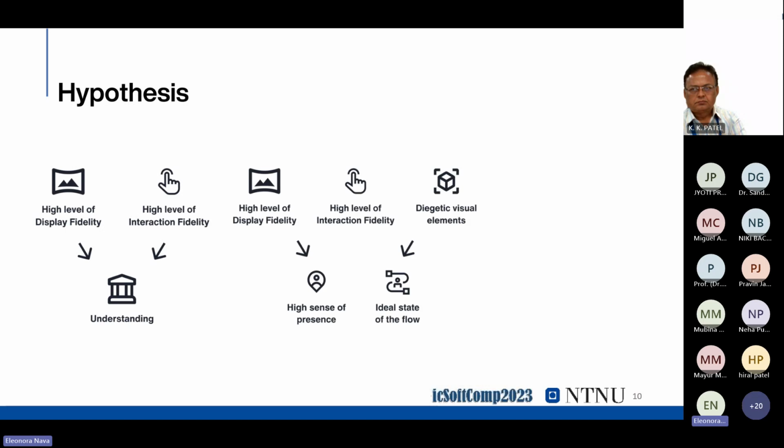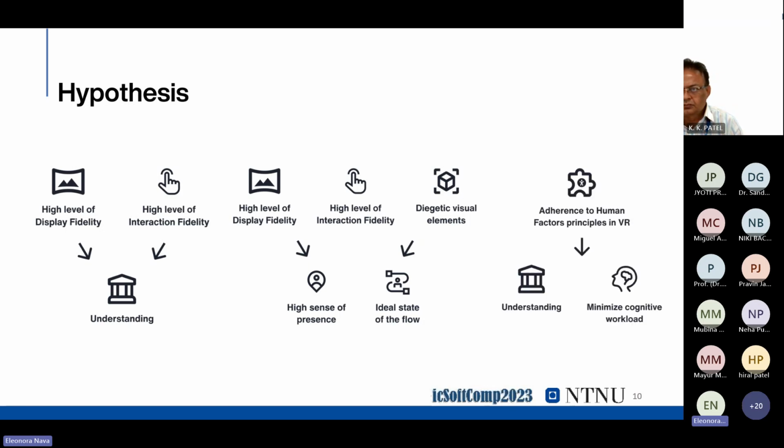The second hypothesis concerned having a high level of realistic environment and diegesis of visual elements that can contribute towards users feeling more immersed in the virtual experience and having a state of flow. And the last hypothesis regards the adherence to human factor principles to enhance comprehension and enable users to achieve goals with minimal mental effort.